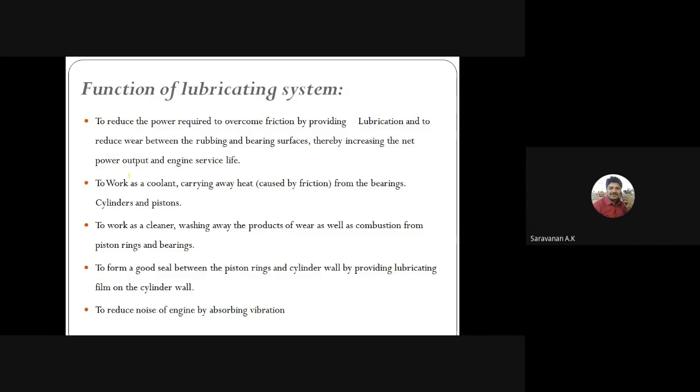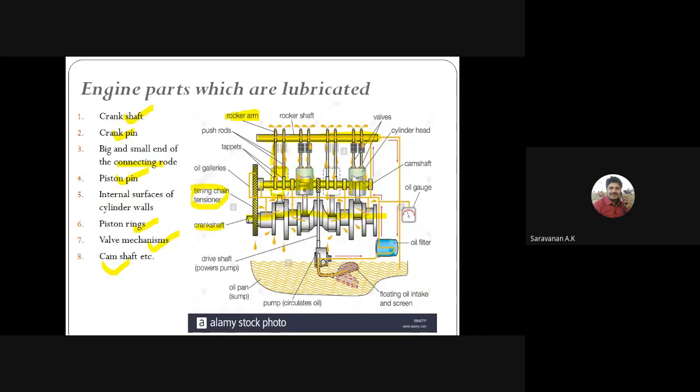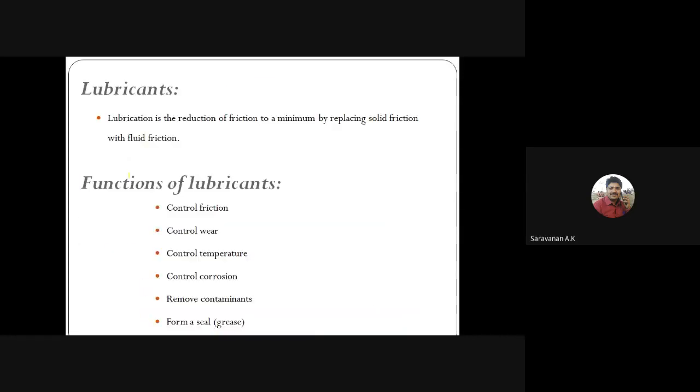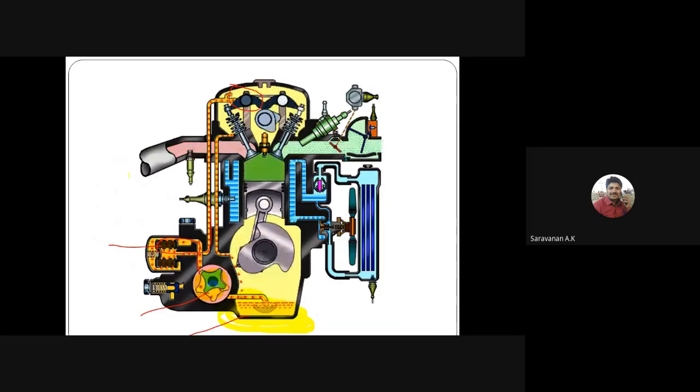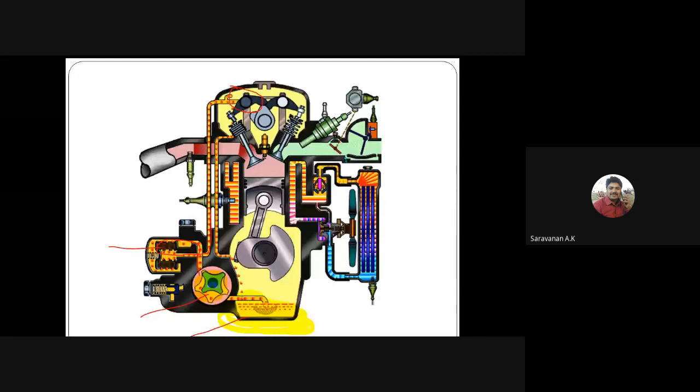Lubrication is used in all the machines and engines, wherever there are moving parts. Especially we see here for the IC engines, where the lubrication will be used and what engine parts will get lubrication. Then what is the lubricant and what is the function of the lubricant, we discussed in this class. The remaining we will see in the next class. So is it clear? It's a very simple one, right?